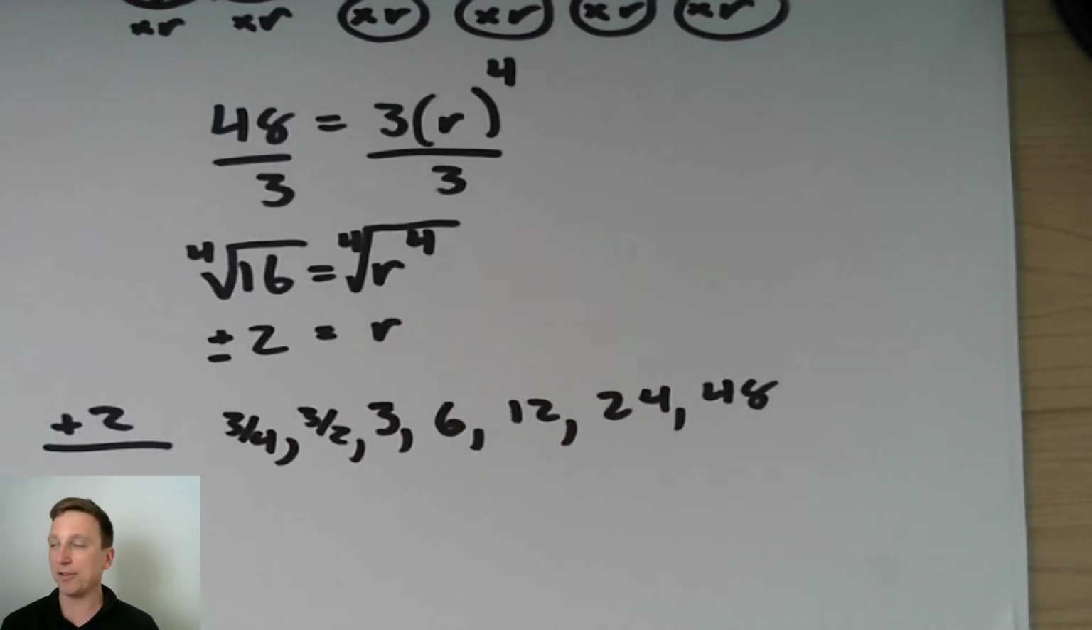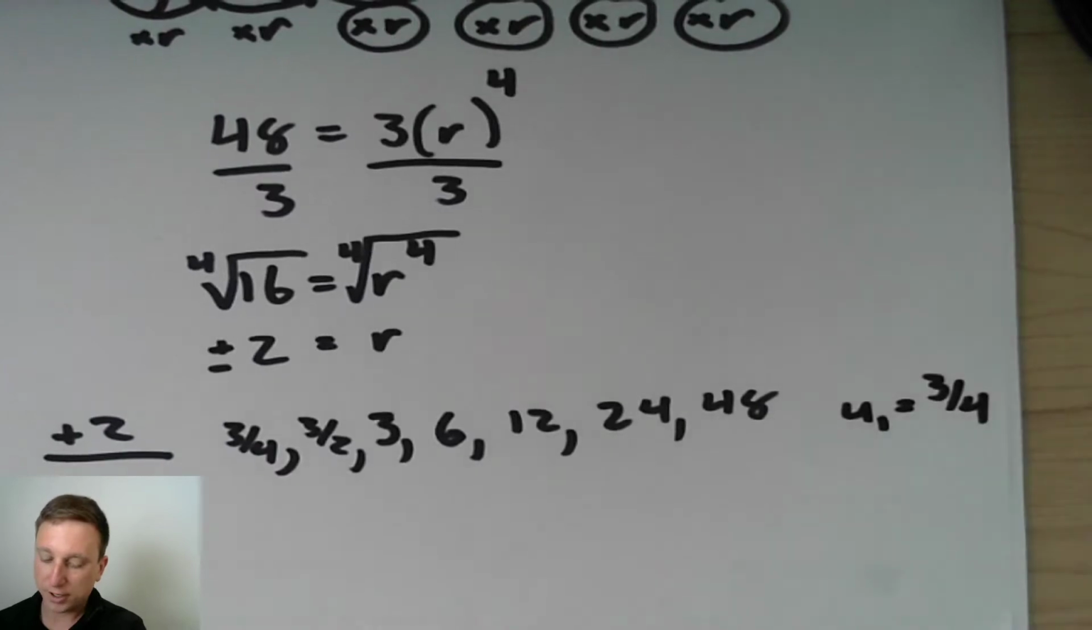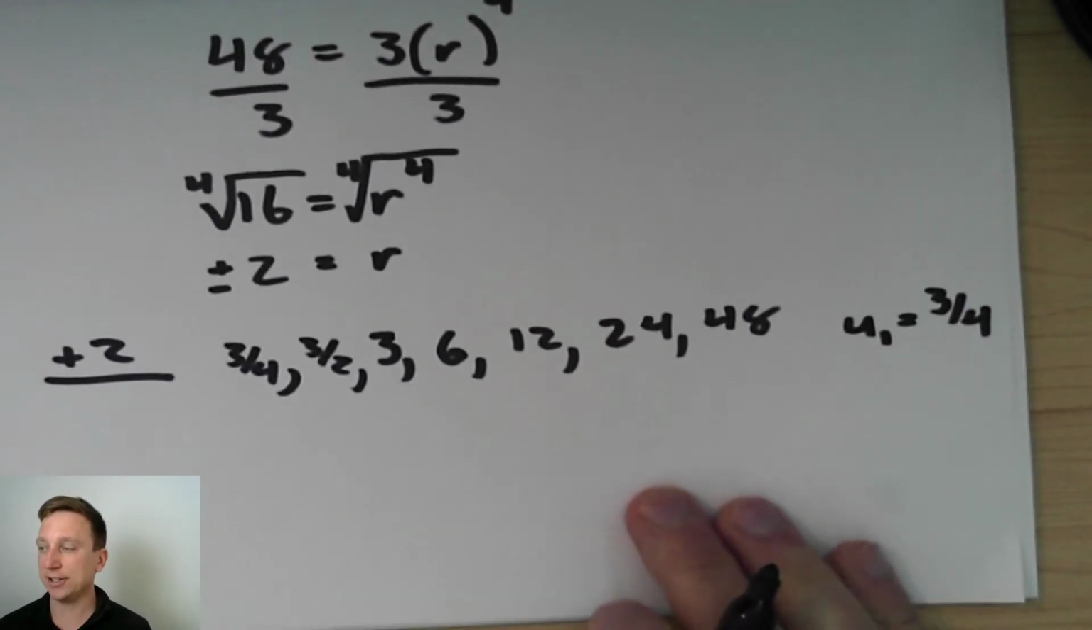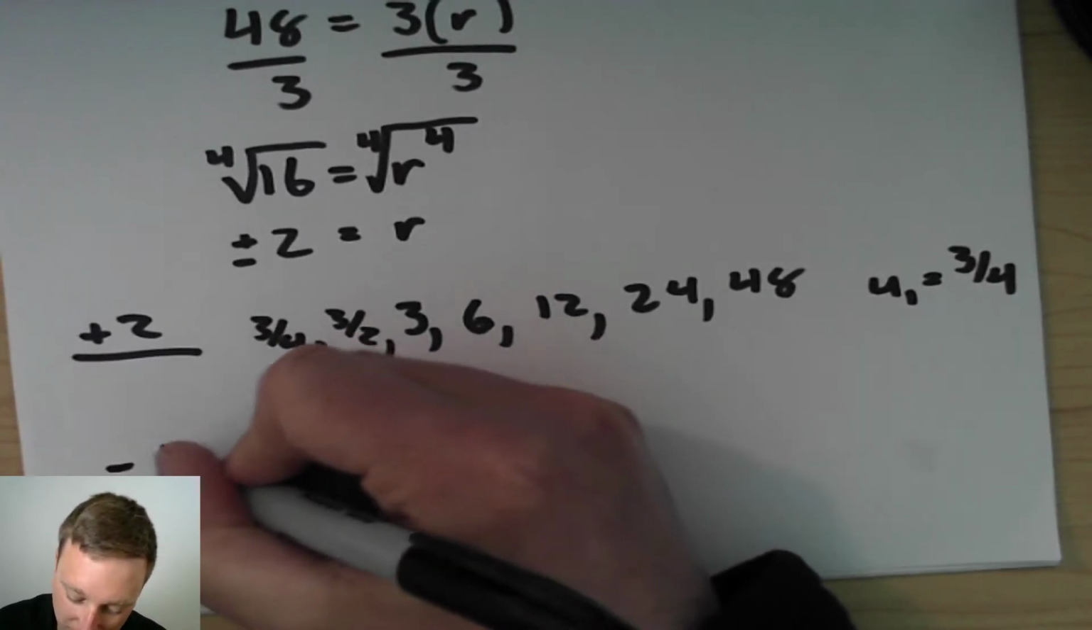So here I see my first term is 3/4 of this sequence. So I have that part done already. U1 is 3/4. Now if we consider r being negative 2, you're going to see what happens here. And it's actually pretty cool that there can be 2 values here.